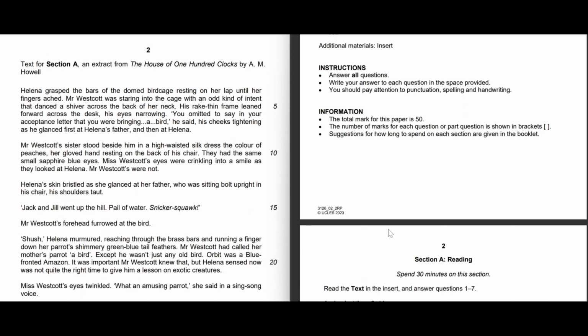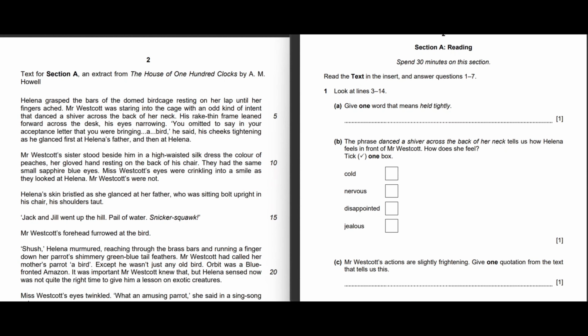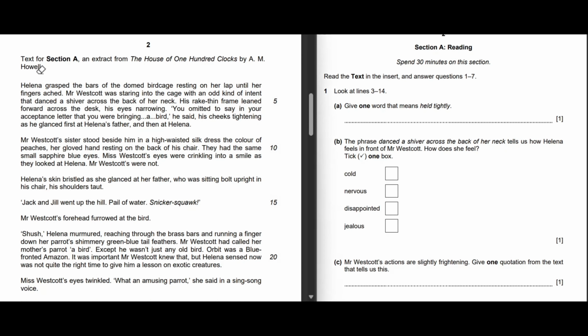Since we have 7 questions for 3 minutes, approximately we have 1 minute for one question and 2 minutes to read this insert. So let's read together really quickly.